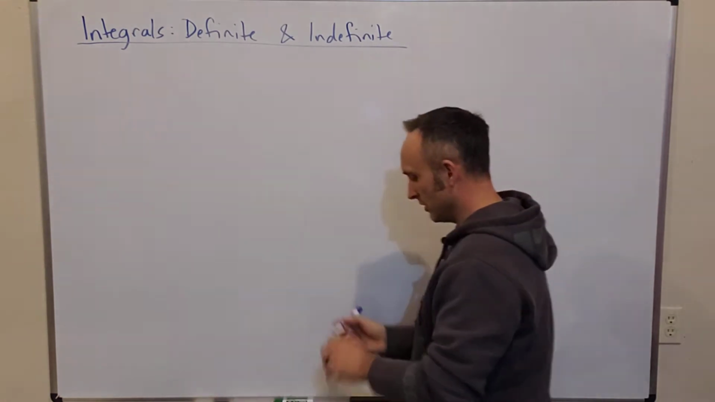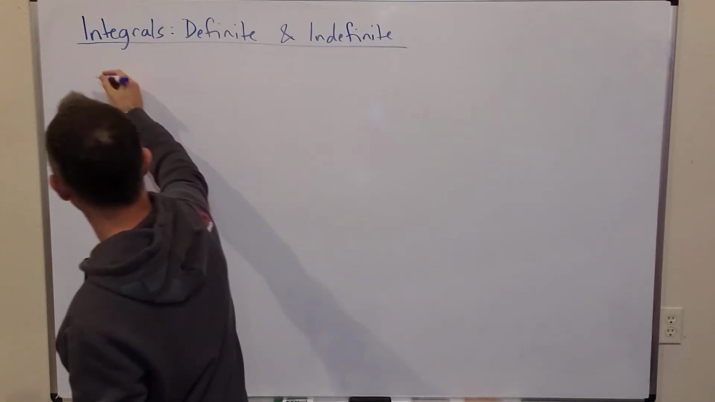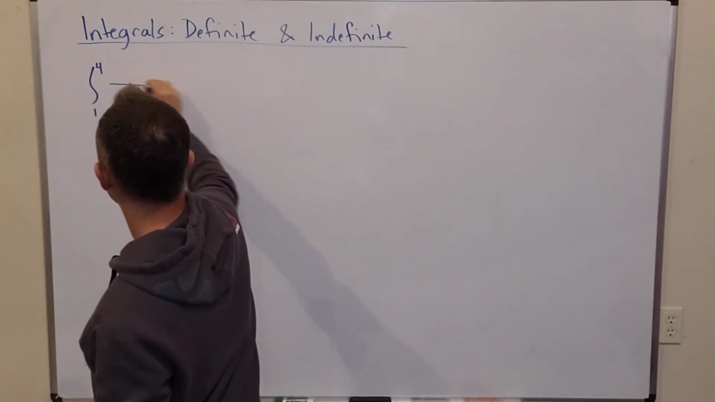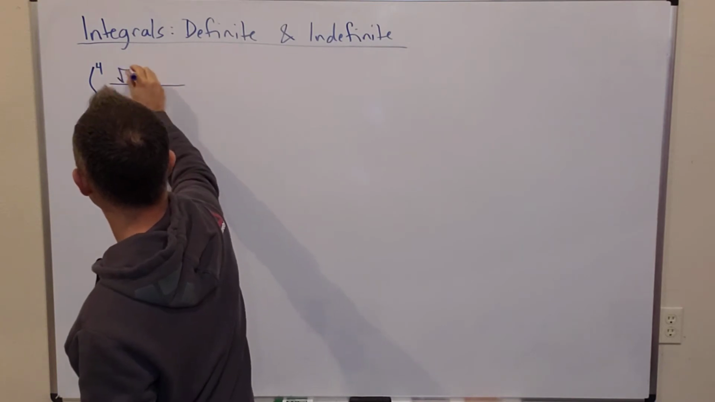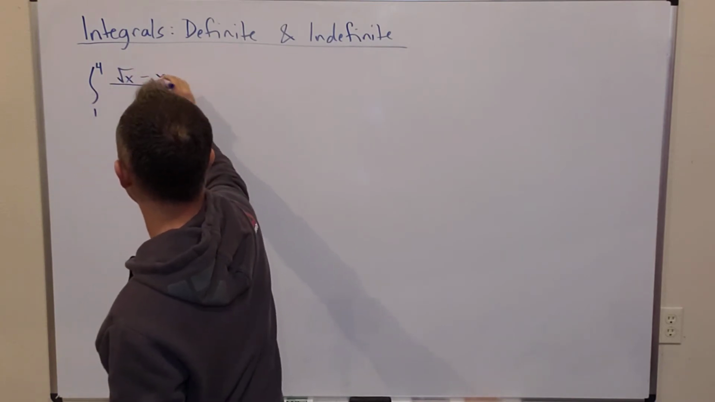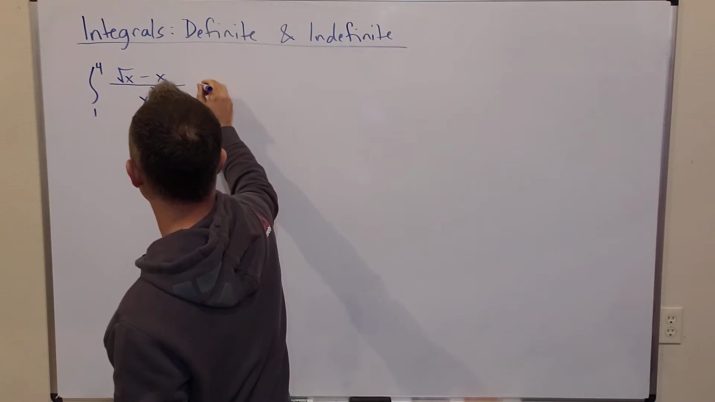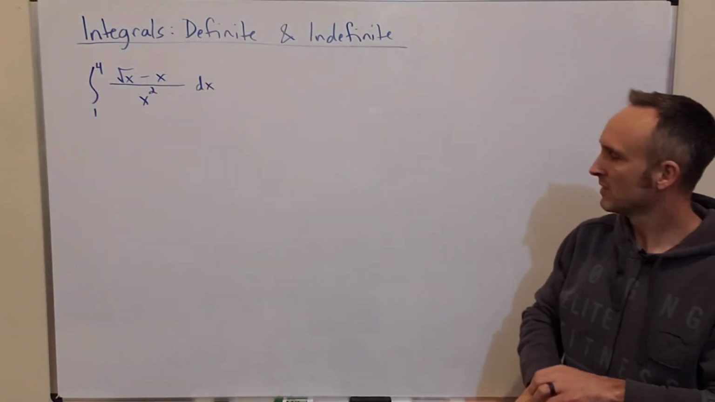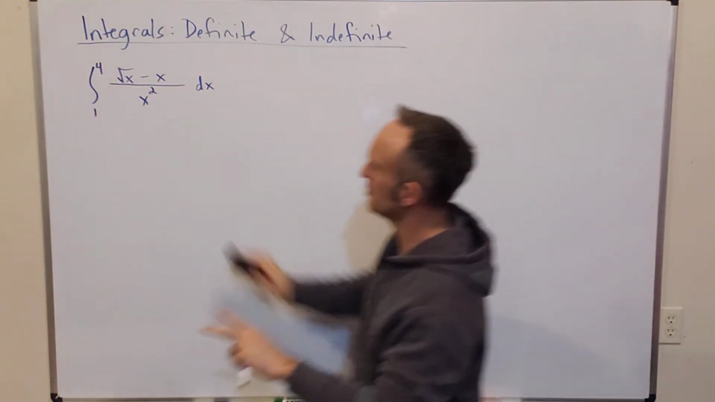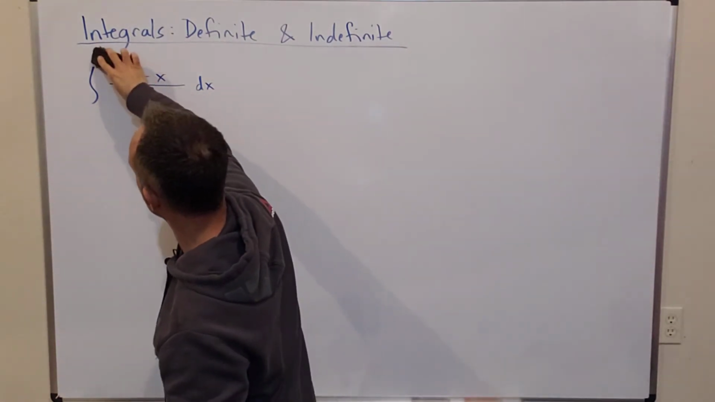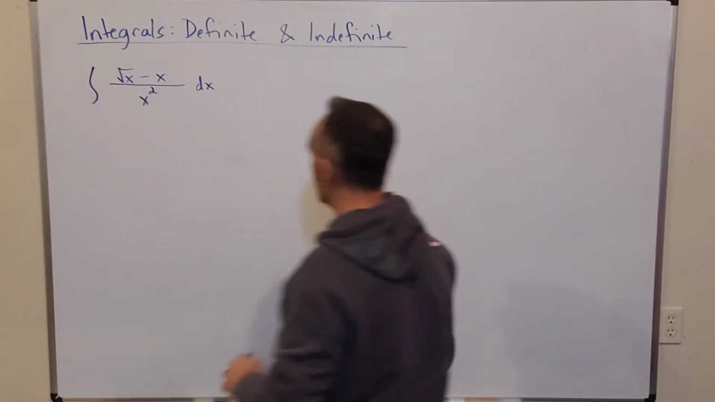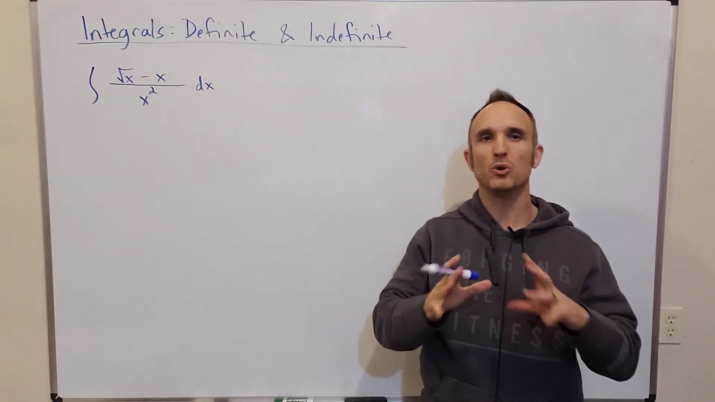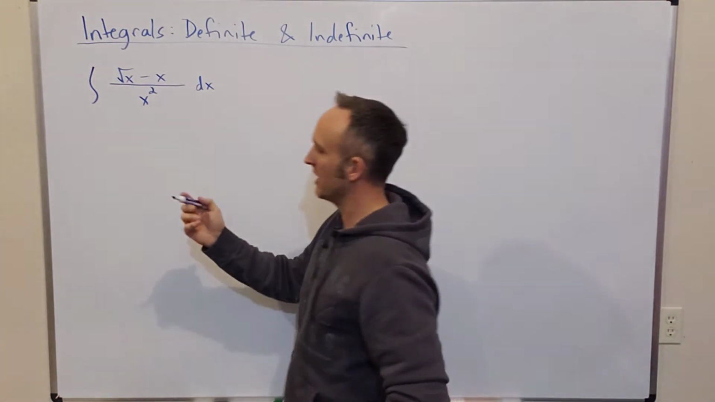So let's consider the integral from 1 to 4 of the square root of x minus x, all over x squared, with respect to x. This is a definite integral for sure. And so, in fact, sorry, let's do the indefinite integral first. For the indefinite integral, we're looking for this to output a family of functions. We want the most general antiderivative of this.